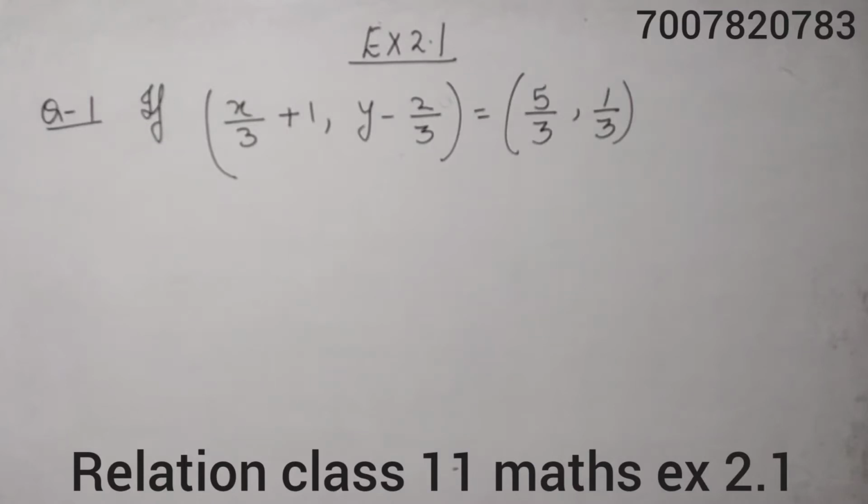In this section of video, I am going to explain you exercise 2.1 of NCERT class 11th. Name of the chapter is Relations and Functions. This chapter is in the class 11th of CBSE board. Now this is question number 1 of exercise 2.1.